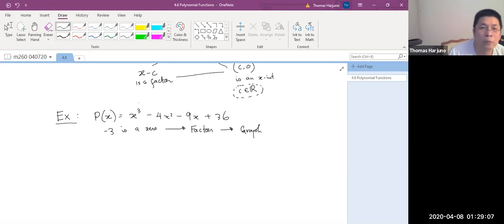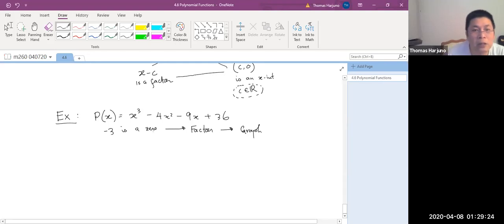But right now I have only 1 zero. How can I factor this polynomial and therefore graph it? Once I am able to fully factor this polynomial, I will be able to graph it. But how do I fully factor this polynomial with only 1 zero? Well, telling us that -3 is a 0 enables us to reduce the polynomial.